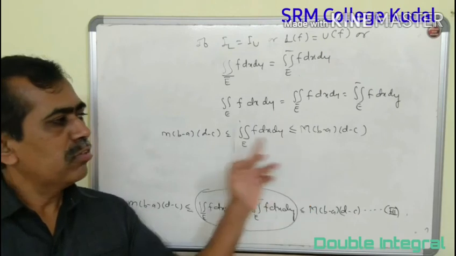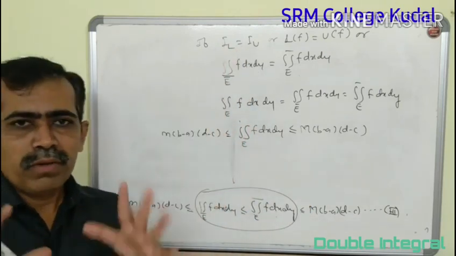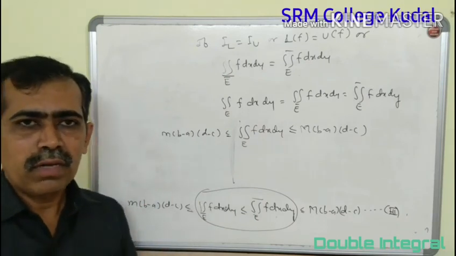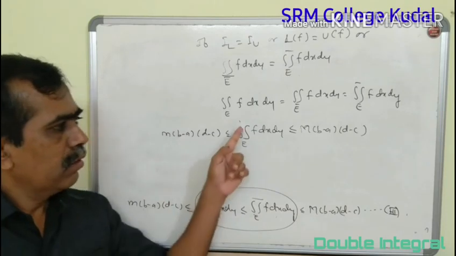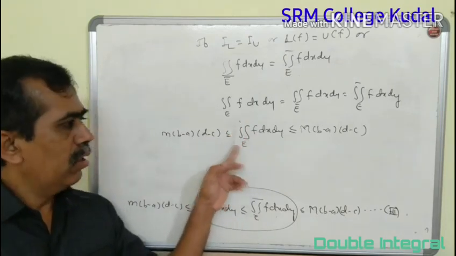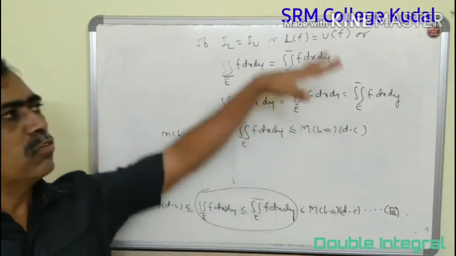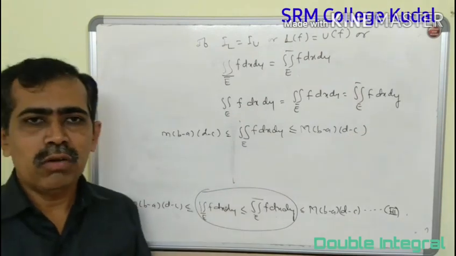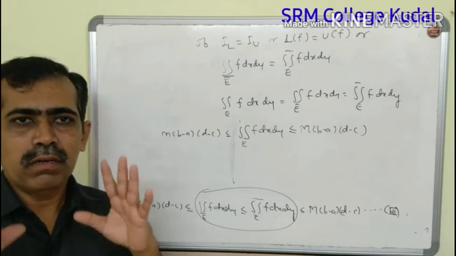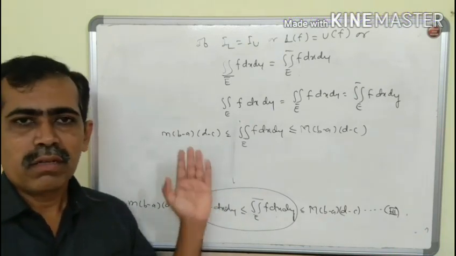So this is how we prove that if f is a bounded real valued function defined on a rectangle E, then its double integral over E always lies between these two finite numbers. So this is all about the definition of the double integral of a bounded function f defined on a rectangle E and its property. Okay, thank you very much.